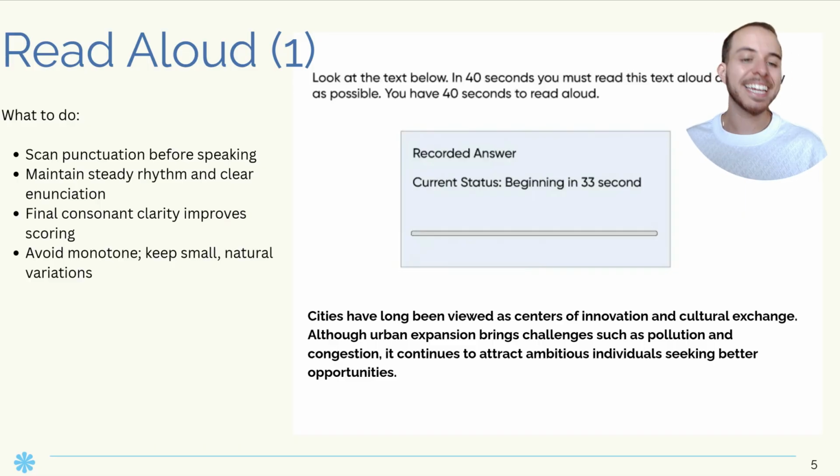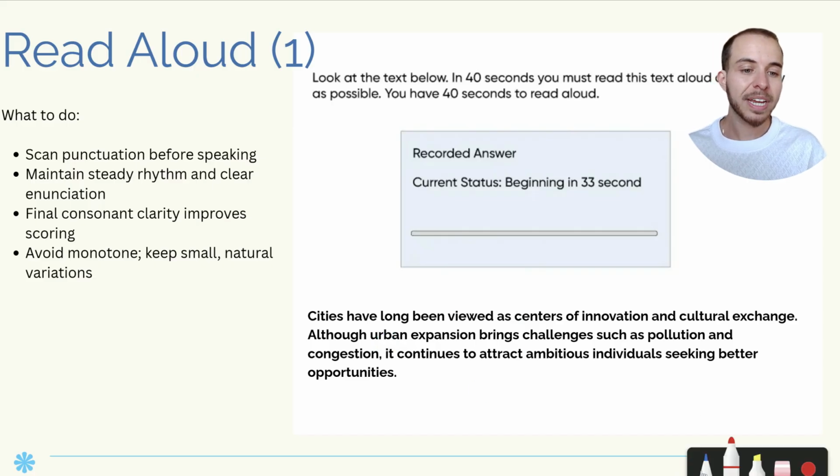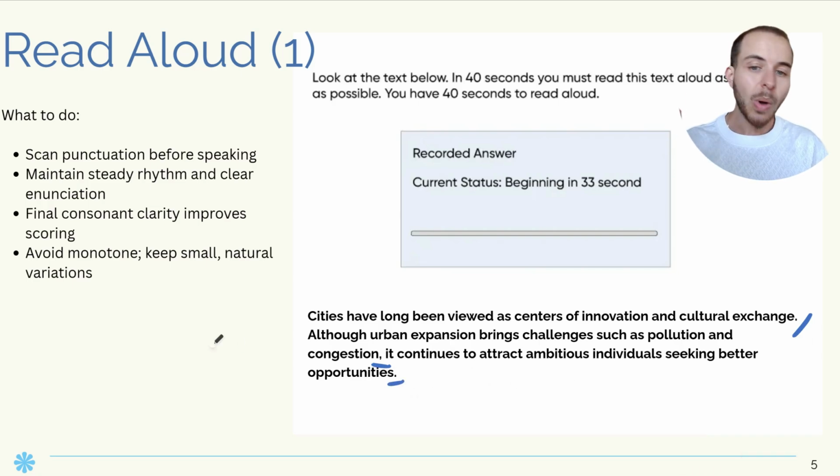The most important thing is to preview the text before you start reading. You want to take a look at how many sentences there are and just get a quick understanding of where you will be pausing. So I would read the sentence like this.